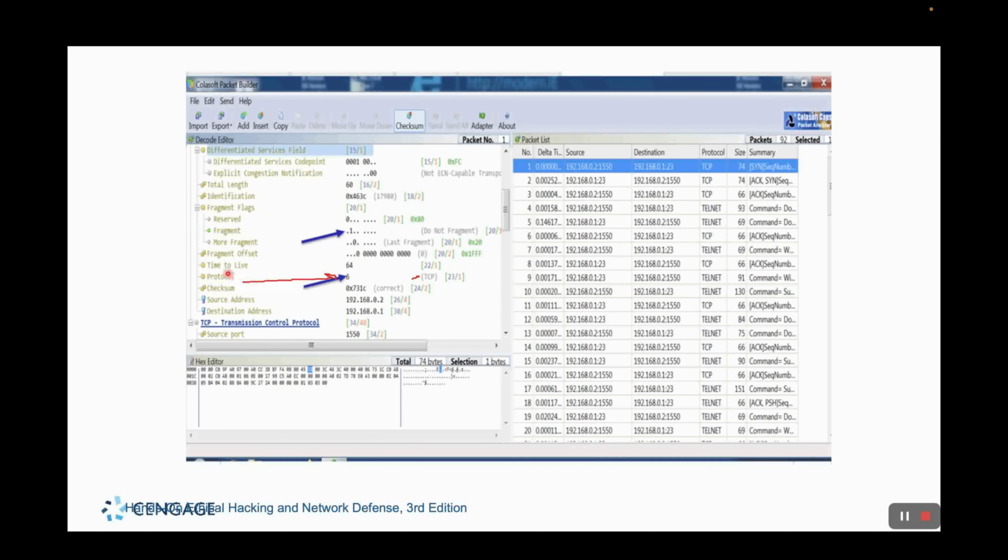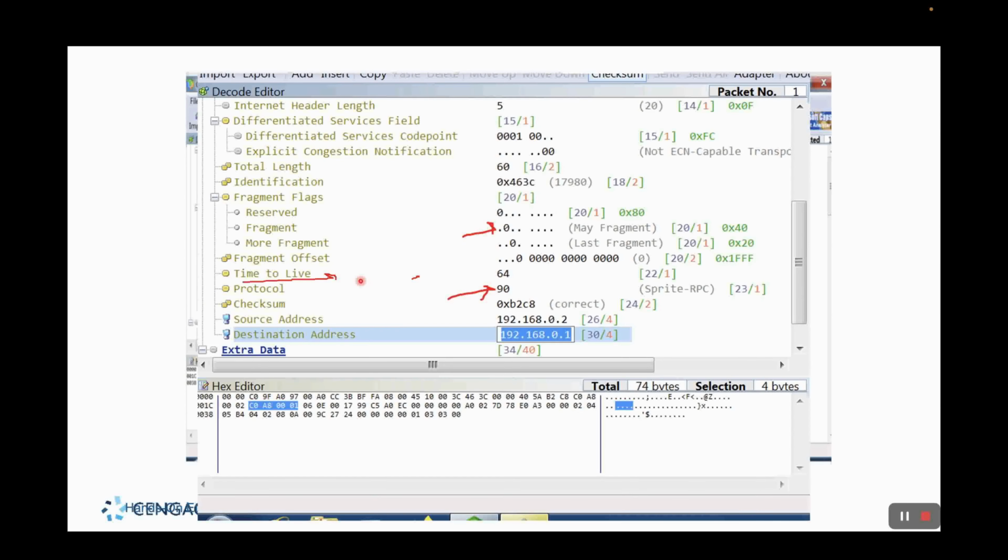Now, for example, look at the fragment flags, and this is the Soft Packet Builder. Here you have fragment 1, and here we have protocol 6. So what I did basically, I went there and changed the protocol to 90, which refers to something else, and I changed the fragment to 0. And you could basically go inside each one of them and do whatever modification you want to do. And that's what we call crafting IP packets.